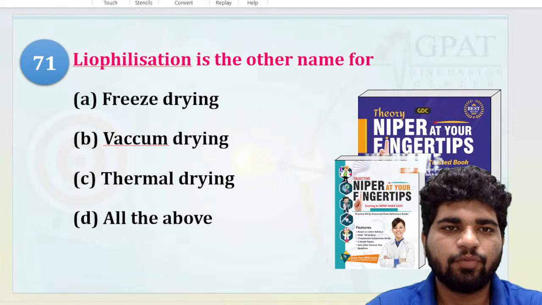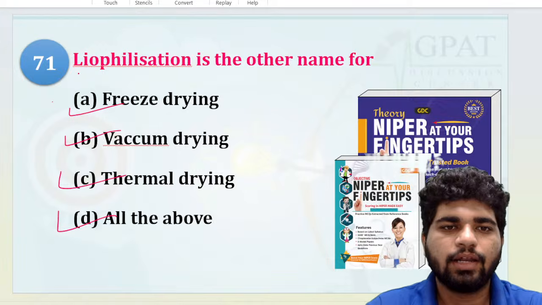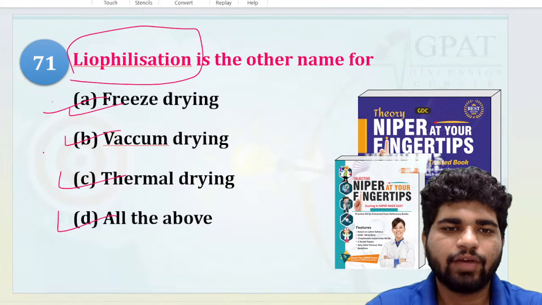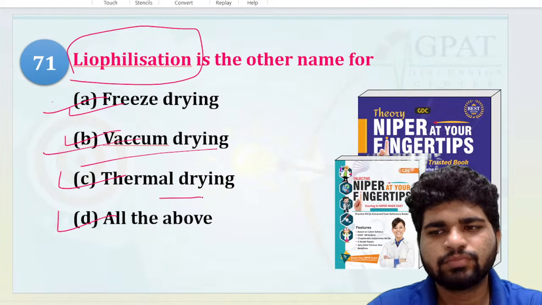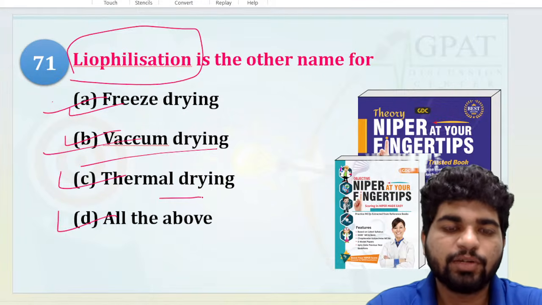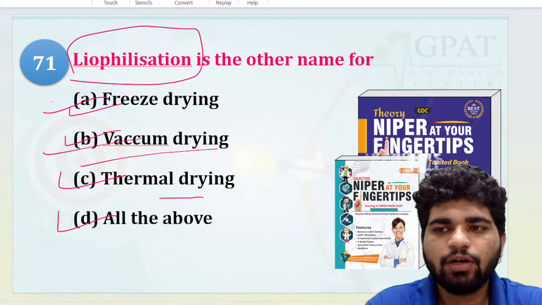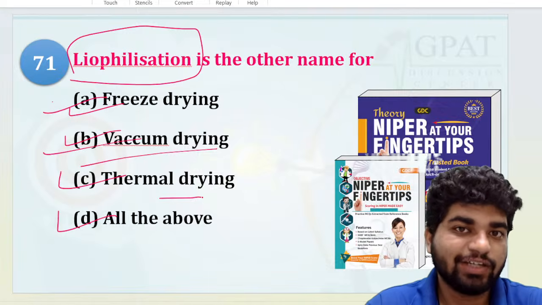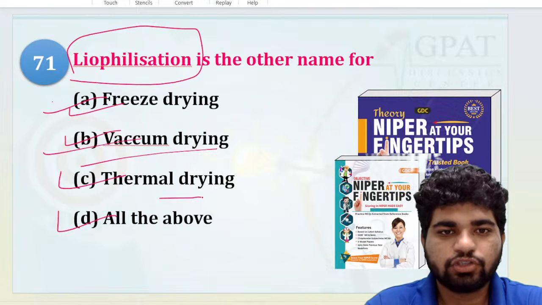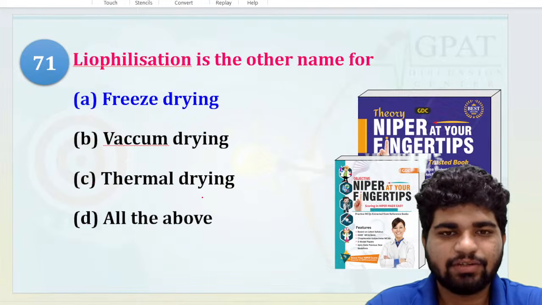Lyophilization is the other name of what? Freeze drying, vacuum drying, thermal drying, or all of the above. Lyophilization is useful for the cryopreservation of drugs, and cryo means freeze, preservation for storage, and that is what freeze drying is over here.